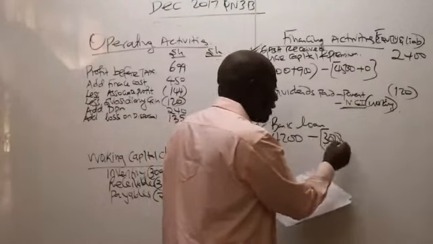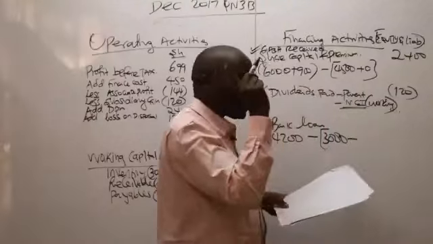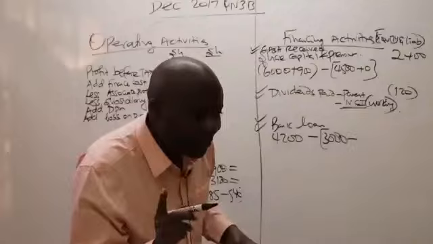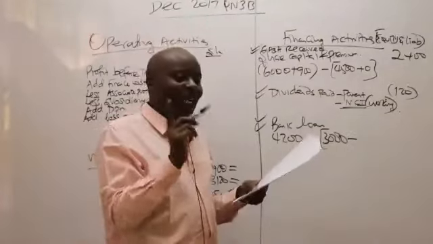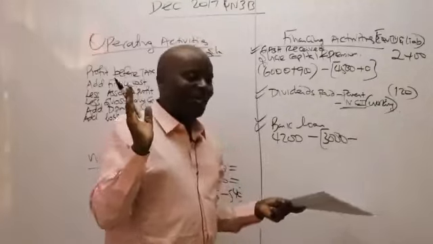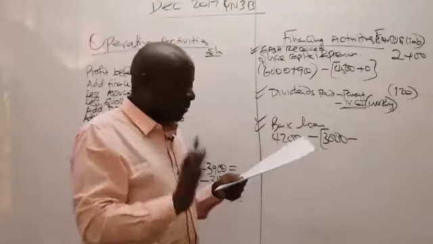So opening is 3,000, but remember, opening, we must make adjustments. So opening, we must make adjustments.